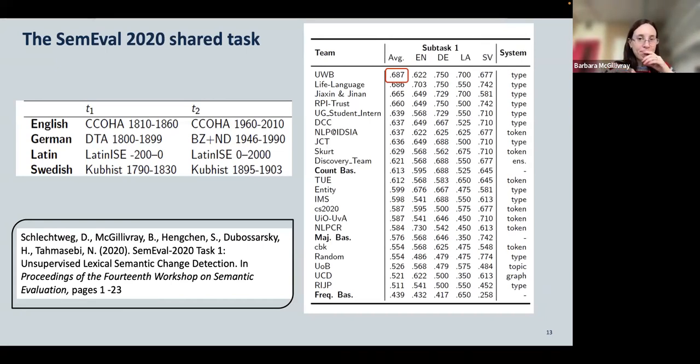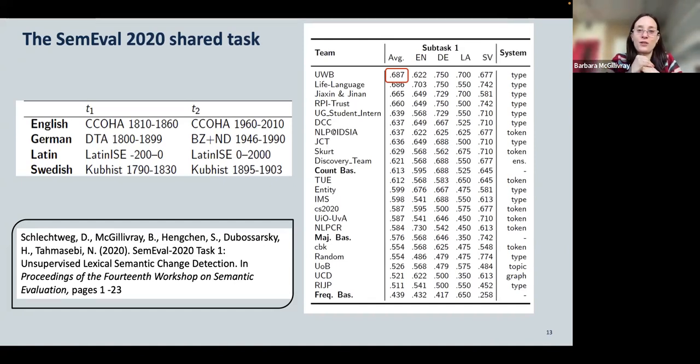And then we had a list of words for which we knew that there had been change between these two time periods, and a list of control words that had not changed. And then we gave the corpus to the participating teams, and they had to develop an algorithm that would predict which words had changed and which words hadn't changed in that time. And on the right, you see the table that shows the performance of the different teams.